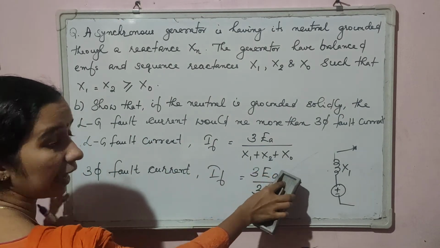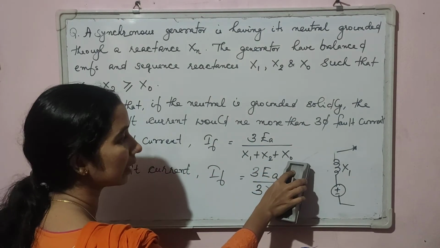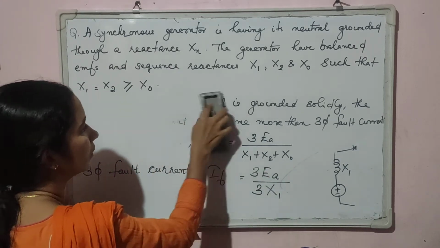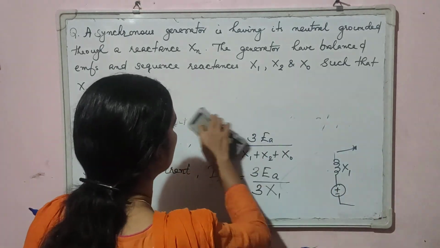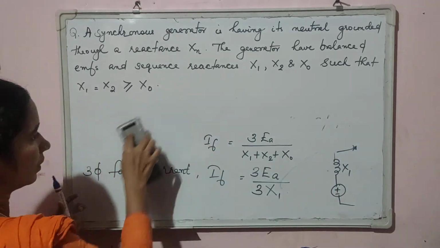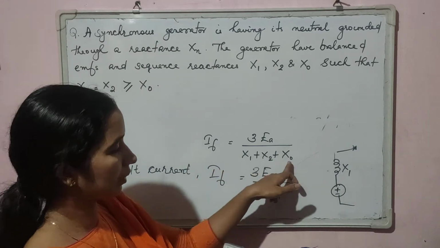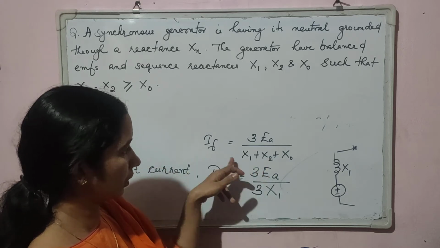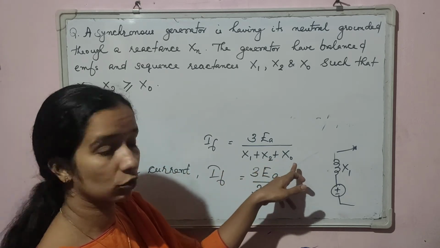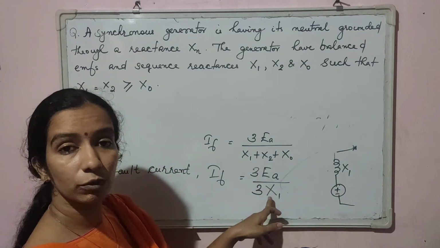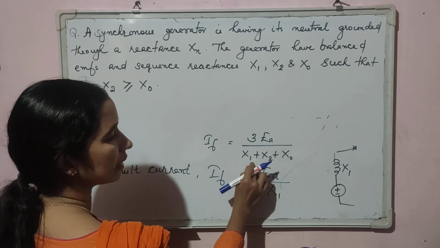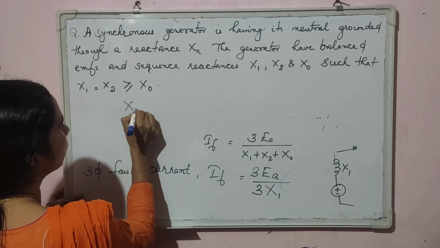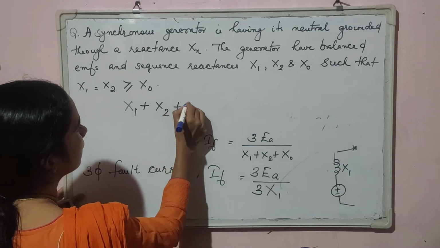So we have to show that this current, the LG fault current, is greater than the 3-phase fault current. See the denominator of the two currents. For the LG fault, the denominator is X1 plus X2 plus X0, and for the 3-phase fault it is 3 times X1. So let us consider this term, X1 plus X2 plus X0.